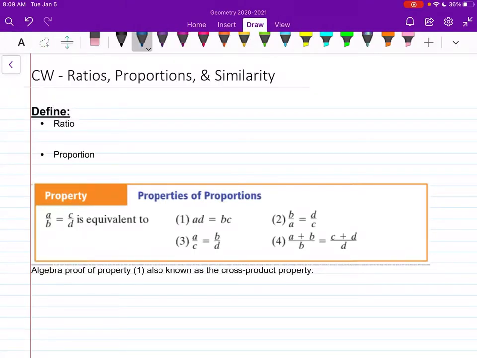Hello and welcome. Today's lesson we're talking about ratios, proportions, and similarities. So let's jump right in.